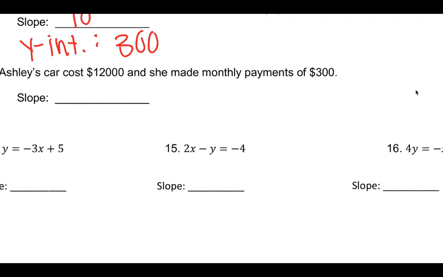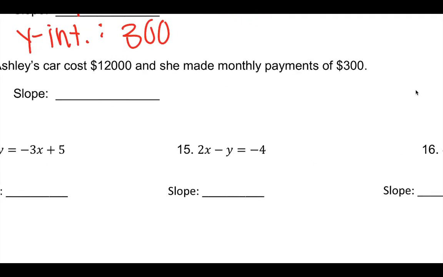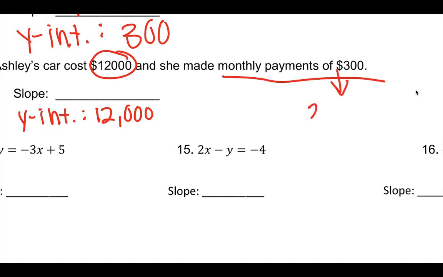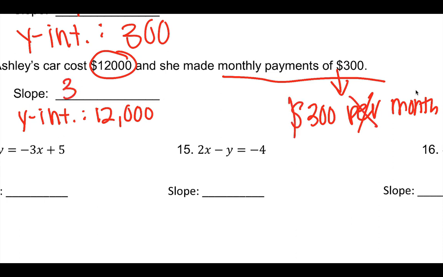Ashley's car cost $1,200 and she made monthly payments of $300. So she starts out owing the full amount. Y-intercept, our initial value, is what we're starting at; she's got to pay this off. Then she's making monthly payments. This means that she's paying what? $300 per month. Per means to multiply. So slope, what am I doing? Slope is $300.